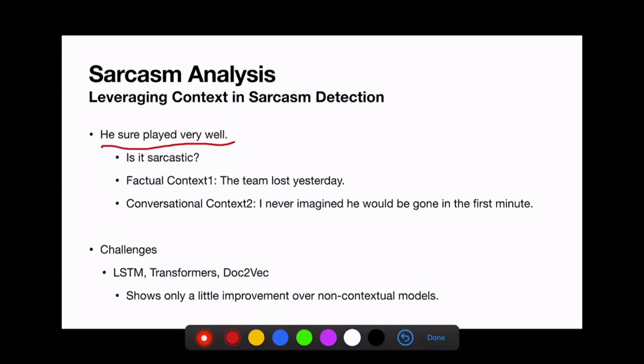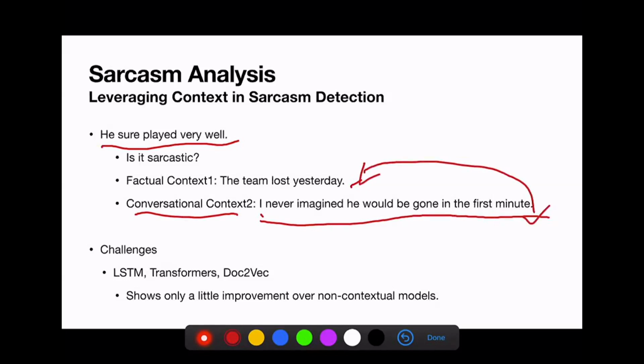Is it sarcastic? If I give you a factual context, "The team lost yesterday," you can guess the context, right? It is the factual context. If I give you a conversational context, "I never imagined he would be gone in the first minute," then based on these two different kinds of contextual utterances, we can guess the sarcastic nature of this sentence. So in sarcasm detection also, contextuality matters a lot.